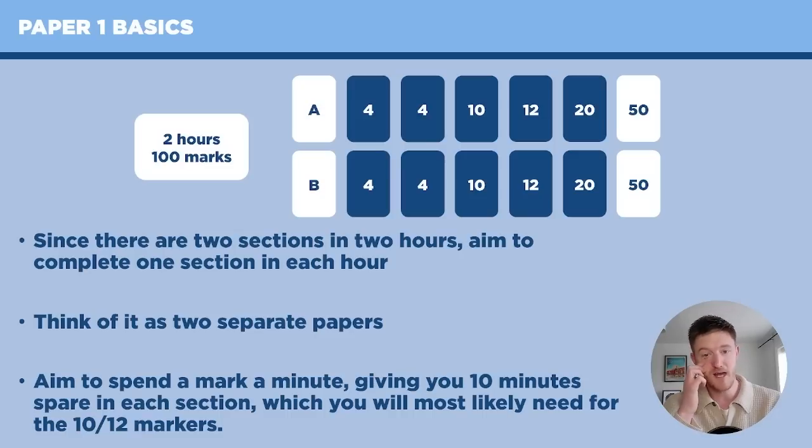The idea here is that because there's 2 sections in 2 hours, you should be trying to do 1 section in 1 hour. So I would think about it as 2 separate papers. If you do a mark a minute, so 50 marks, 50 minutes, that gives you 10 minutes spare. You're probably going to need that for the 10 and 12 markers because they take a little bit longer. But you're also going to use that as part of your planning time and as part of reading the case study. So really important that you get your timing right. We'll touch more on that a little bit later on.